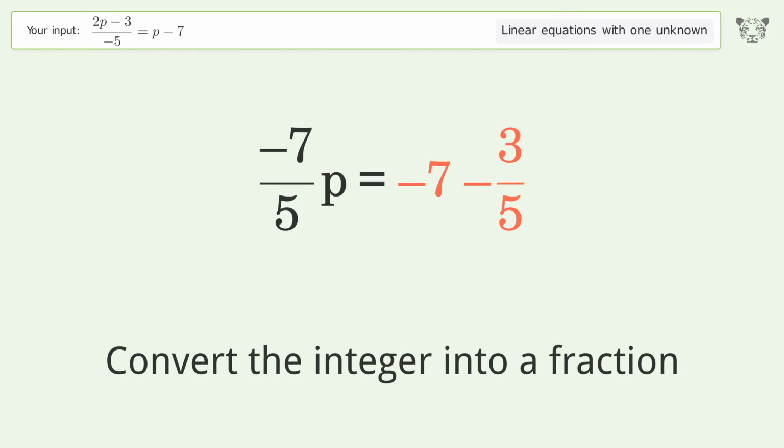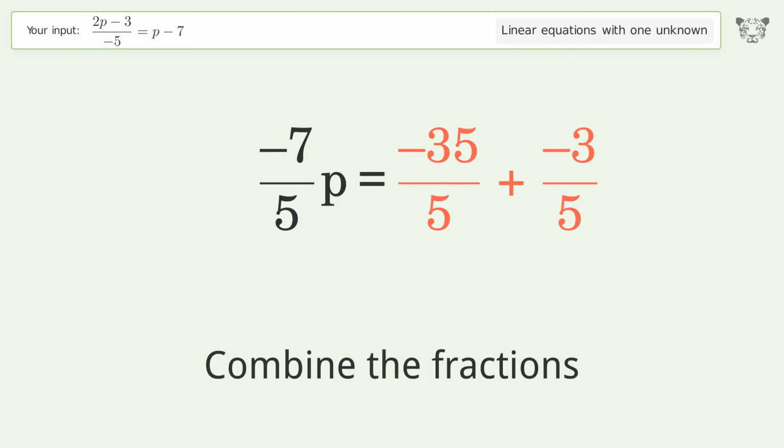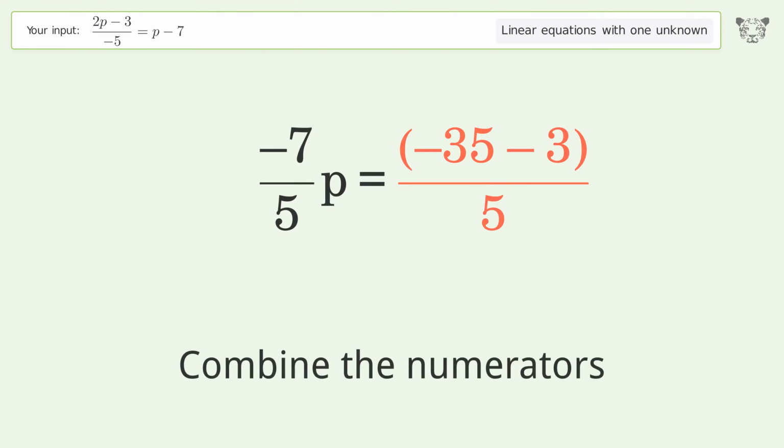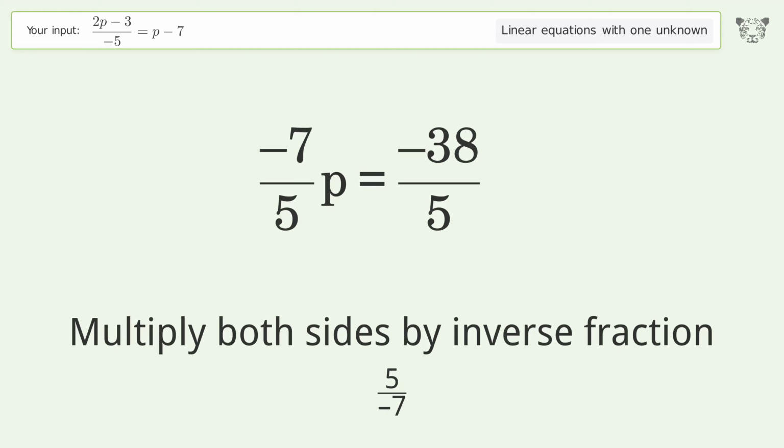Convert the integer into a fraction. Combine the fractions. Combine the numerators. Isolate the x. Multiply both sides by the inverse fraction 5/-7.